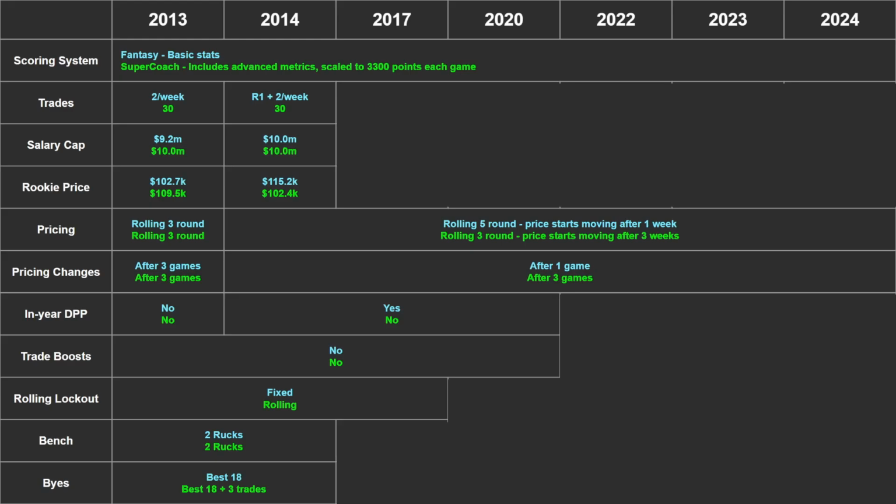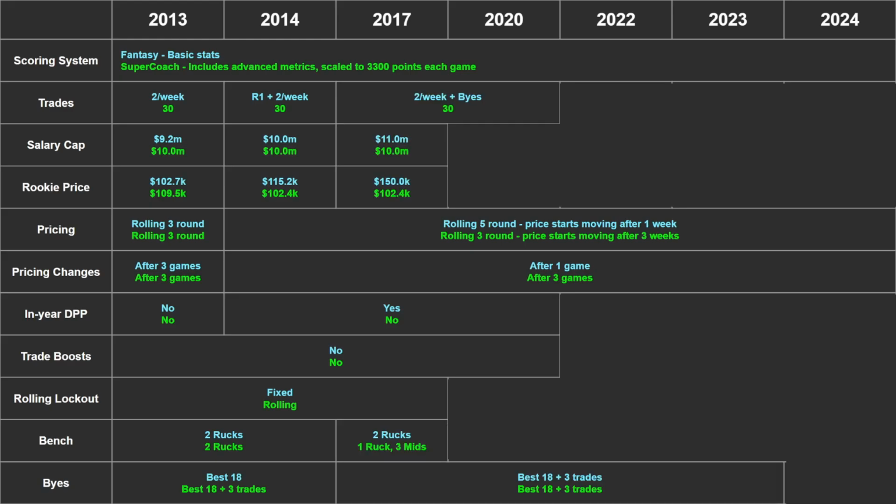So let's jump into 2017 here, fast forwarding a couple of years. There weren't changes made all the time for these formats. Obviously salary caps and rookie prices and all that type of stuff were changing. But in terms of major changes for the game, 2017 was when the next ones came in. So for Fantasy, they introduced extra trades for bye weeks. So it wasn't just 2 trades a week. Now for byes, you could have 3 trades in those bye weeks to help that out.